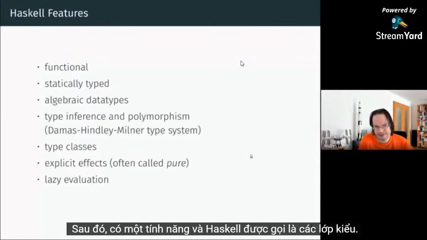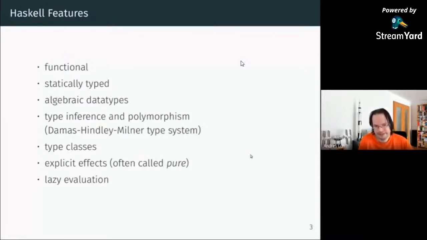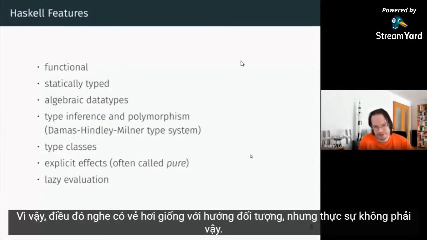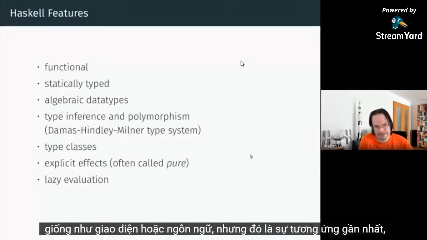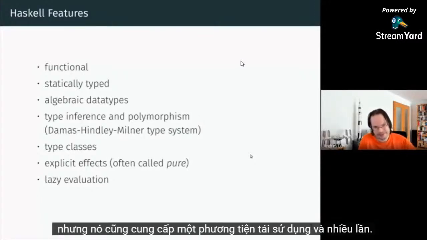Then there is a feature in Haskell that's called type classes. So that sounds a little bit like object orientation, but really it isn't. So perhaps that is one of the pitfalls. But type classes are a little bit like interfaces in OO languages, but that's the closest correspondence. But it also provides a means of reusing stuff a lot of times.